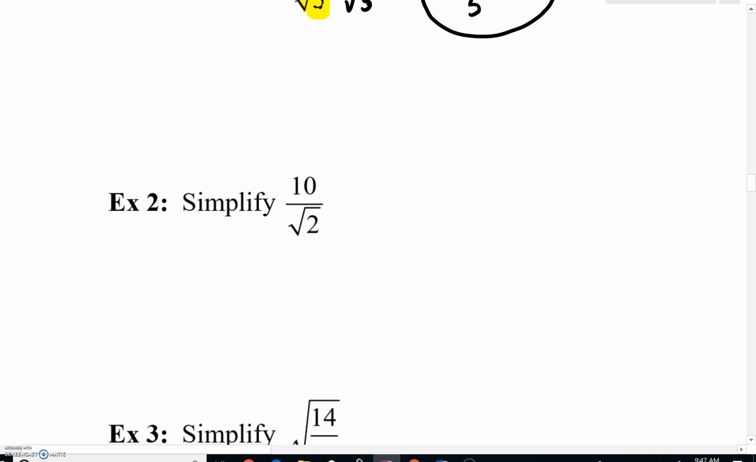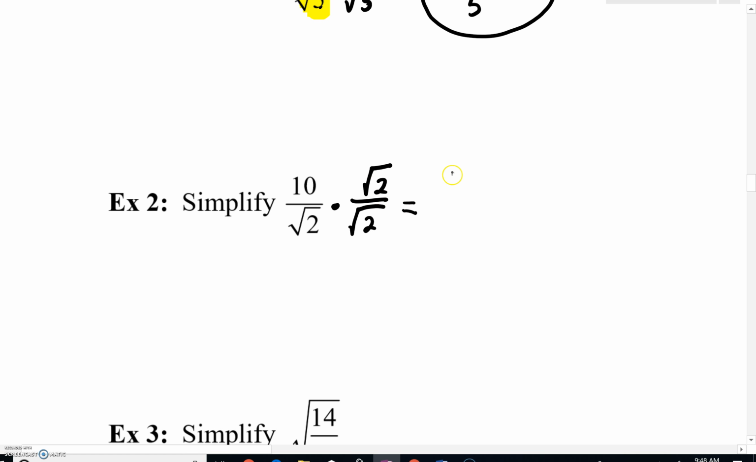We take a look at example 2, and it's something very similar. We don't want to see that radical 2 in the denominator, so we multiply the top and the bottom by radical 2. By the way, the reason why we do that is we're really then multiplying by a 1. Radical 2 over radical 2 is a 1, and we won't change the value of that fraction then.